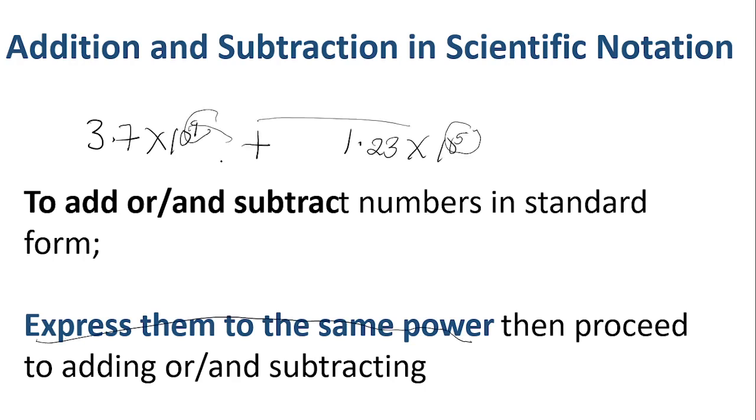So that begs a question: how do you make powers the same? I hope you guys have gotten the rule. To add or subtract the numbers, you have to make the powers the same. So, 2.43 times 10 to the power 4. How do you change powers? This is what I'm trying to show you.